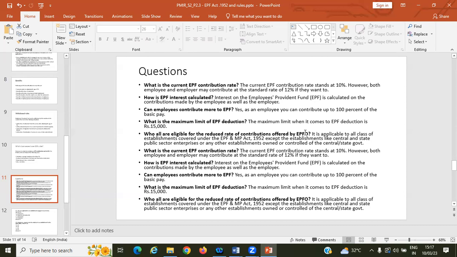And there are some specific industries, jute industry, beedi making industry, brick making industry, brick manufacturing. Those types of industries listed in the Act can contribute 10% of their wage.